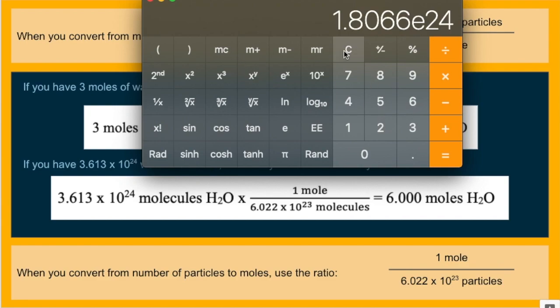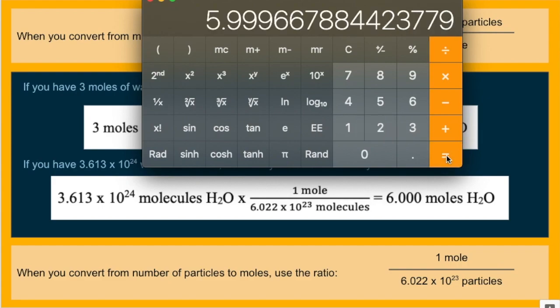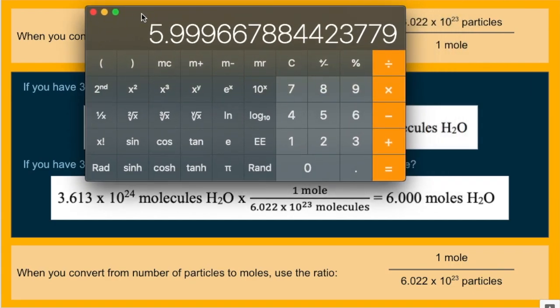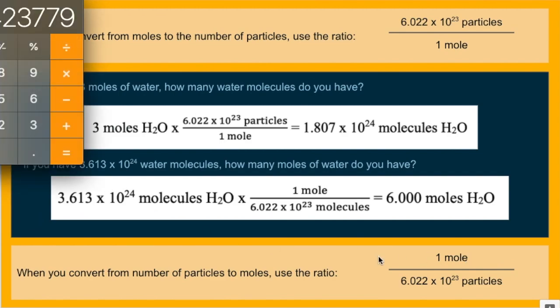So let me clear out my calculator. So 3.613 times 10 to the 24th divided by my 6.022 times 10 to the 23rd power, hit equals, and then I get 6 whenever I round it up, which is what we got on this problem.